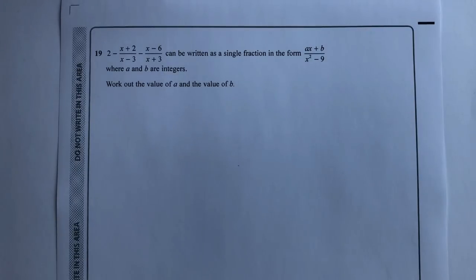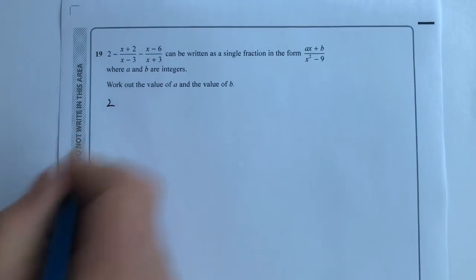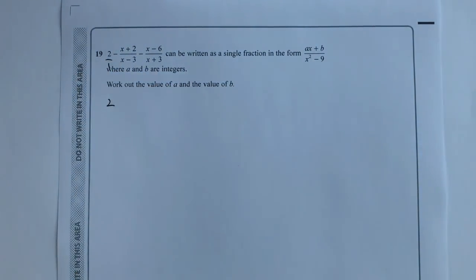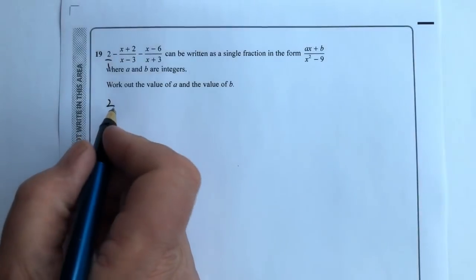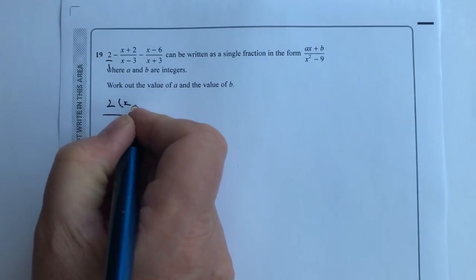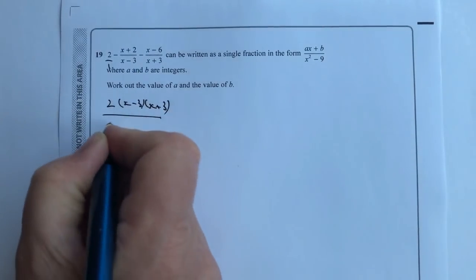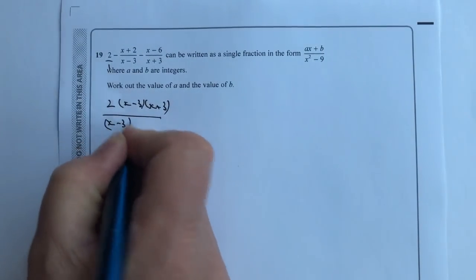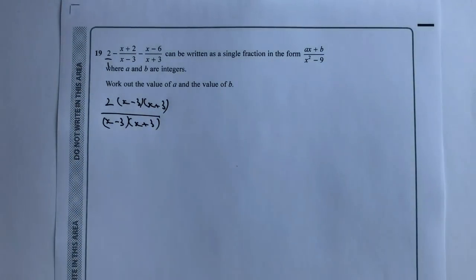the same denominator, which is x minus 3 multiplied by x plus 3. So this 2, well, bear in mind that that 2 is the same as really saying 2 over 1, okay? So I can then write, if I want to make sure it's got the same denominator, I've got to multiply the top and bottom by x minus 3 times x plus 3, and then x minus 3 times x plus 3 at the bottom here. Okay, so that deals with that too.